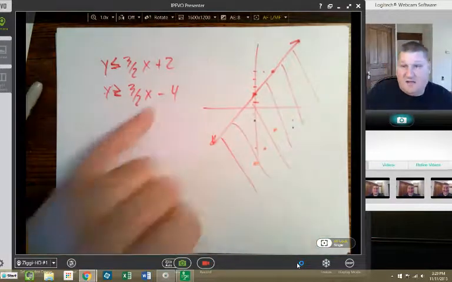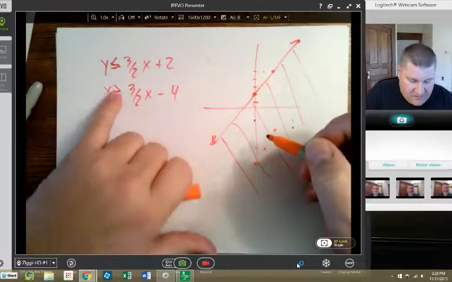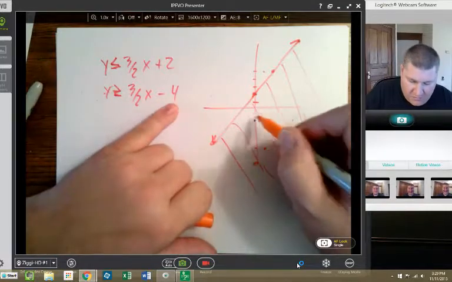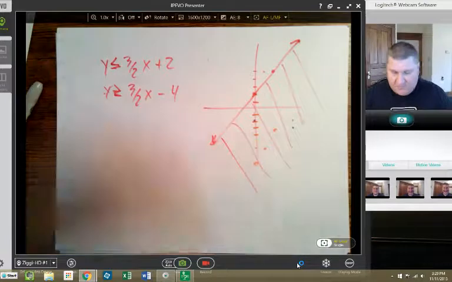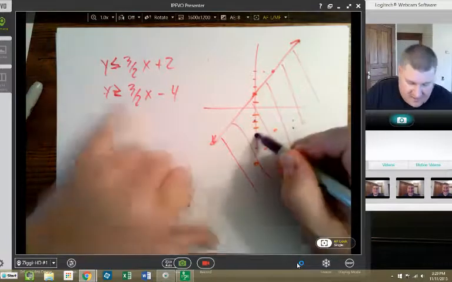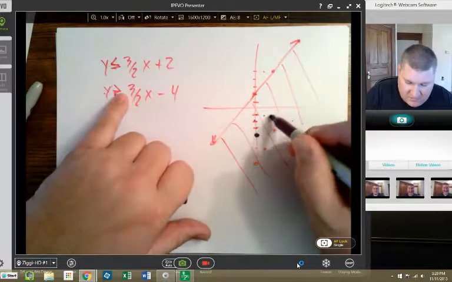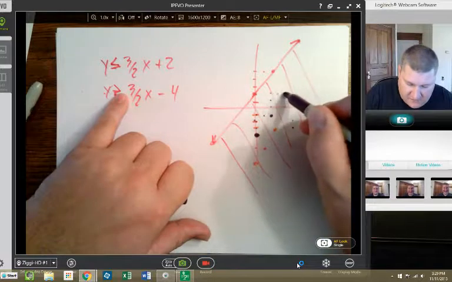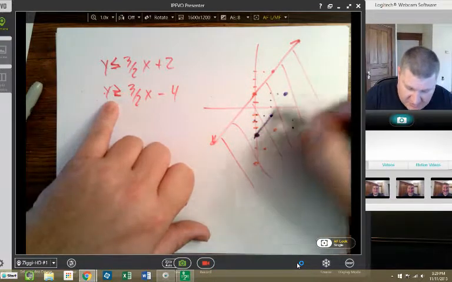In this case, we have y is greater than or equal to 3 halves x minus 4. Let's actually switch to purple. And there it is, and we go up 1, 2, 3 over 1, 2. And we put a solid line.